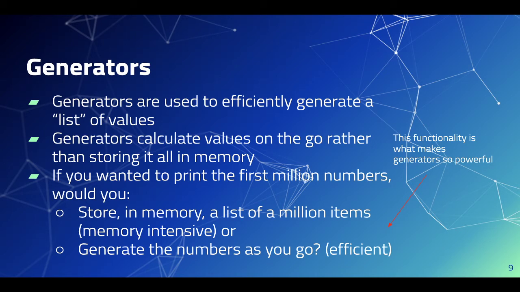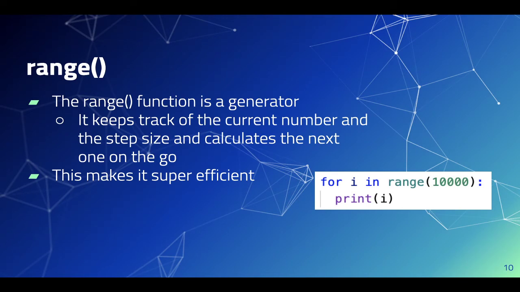And you might be saying, why can't I just do for i in range of whatever number, the million, print i? And yes, we'll get into why that's efficient. But in this case, if you just have a list of a million items, you'd be storing all million items in memory, which is not the most efficient, and it definitely is memory intensive. So you want to make your code as efficient as possible, and using generators is just one way of doing that. So let's look at the range function.